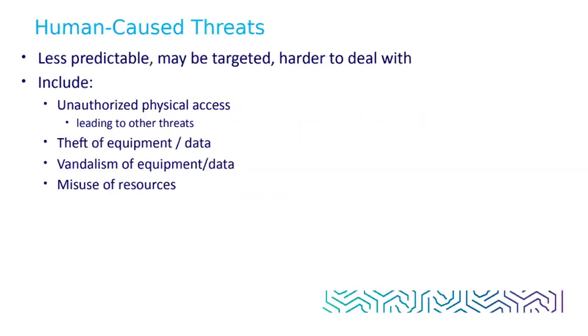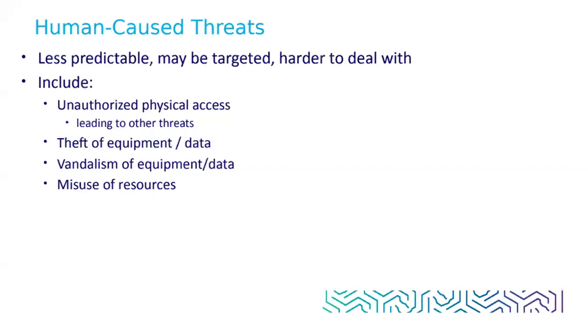And then we have the human caused threats. Unlike the natural or technical threats, the human caused threats are less predictable because they result from human action. They may be targeted, and they are harder and more difficult to deal with than many other physical threats.